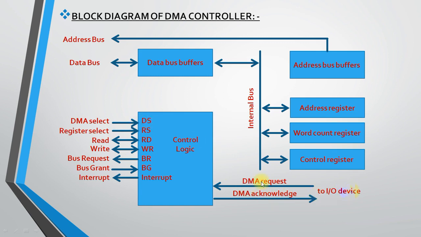IO device makes a request to control logic with the help of DMA request. So we have used an inward arrow and this is the outward arrow sign. That is called DMA acknowledge to the IO device. Now let me switch to the previous slide.